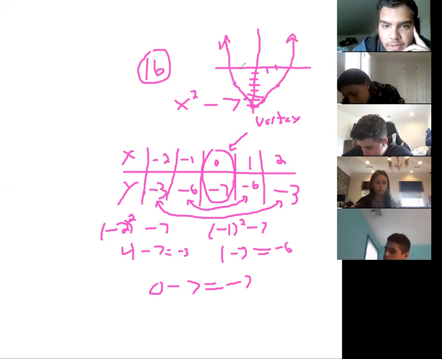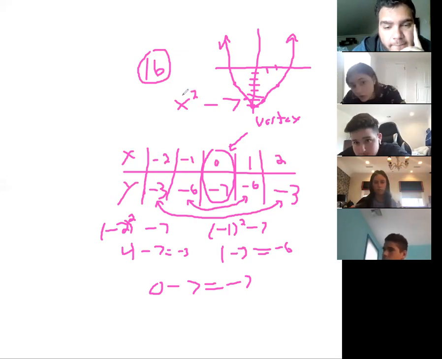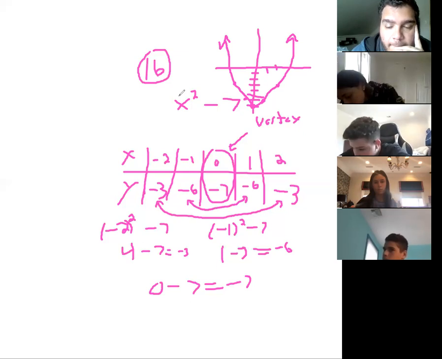This U shape is called a parabola. So I'll be referring to the parabola. Is it always going to be a U? This section is always a parabola, yeah. Okay, so that's number 16.